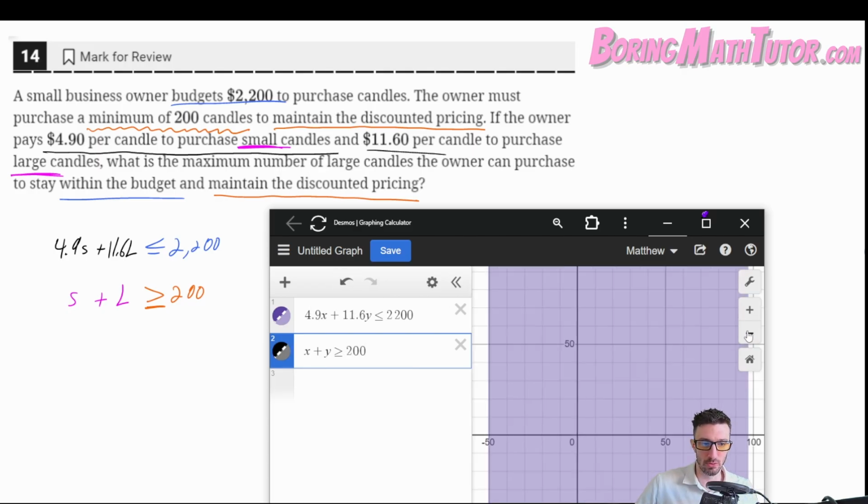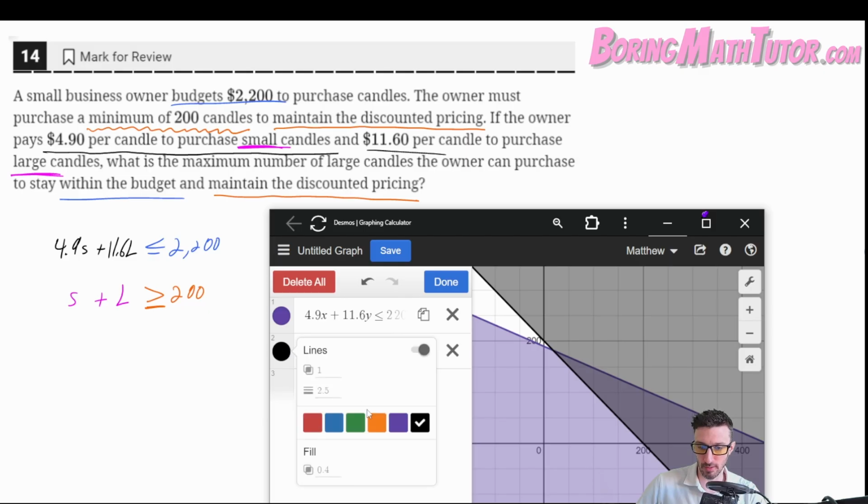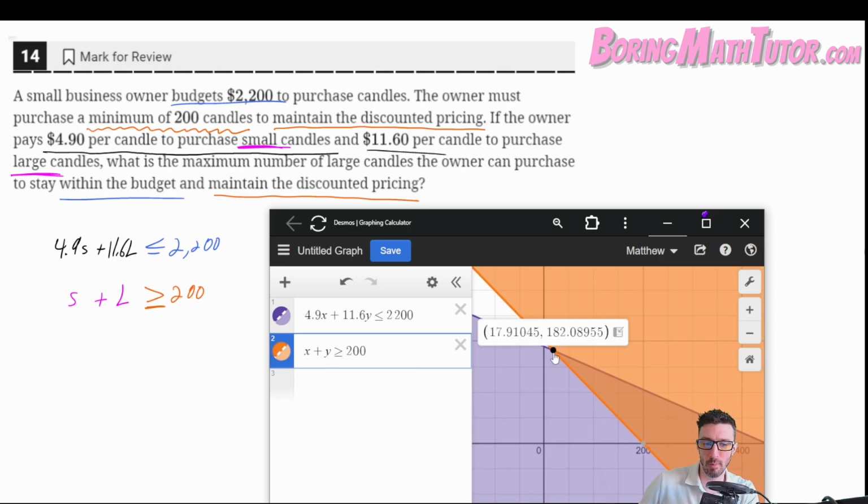Okay, so let's zoom out here. And we're looking for where we have overlap between two things. Let me not make this black, that's a little silly. Okay, so now we're looking at where there's overlap in the two shadings. And we want the maximum number of L, well, that would be the maximum number of Y. And this is getting a little weird because we're getting to 182 point something. Well, you can't actually purchase that many large candles, but you would be able to do 182.